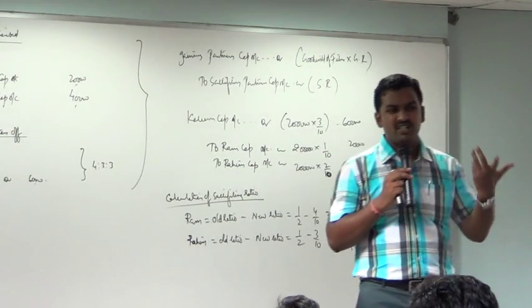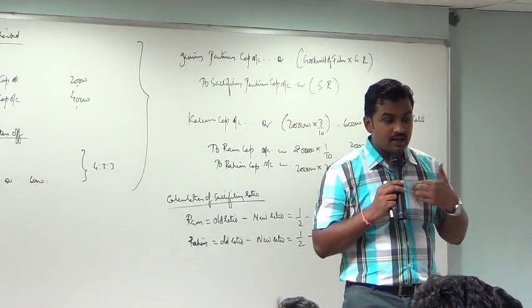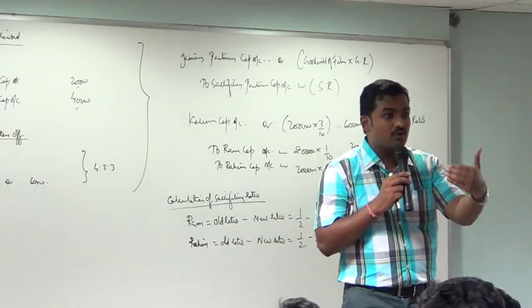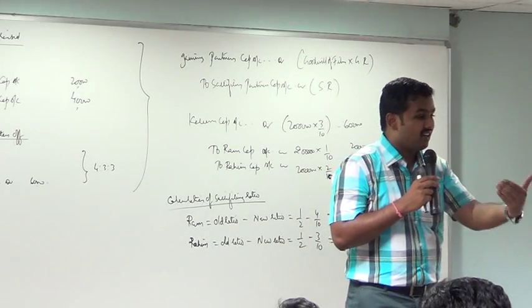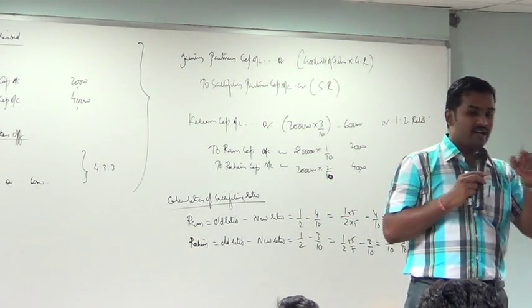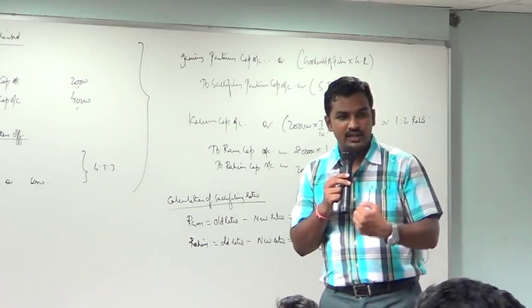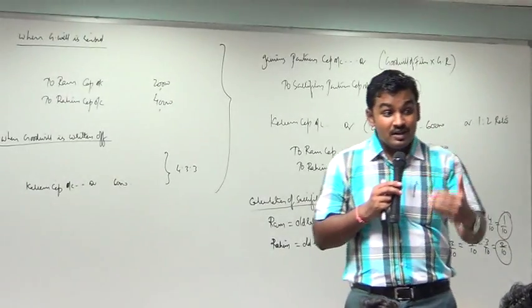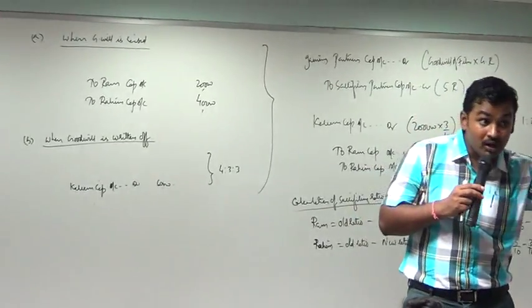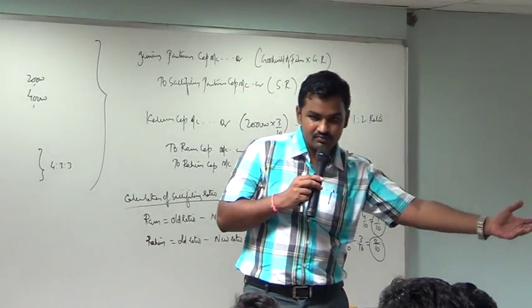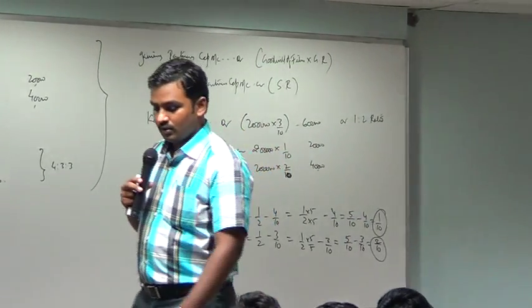Cash account debit. How much cash will come? Kareem will bring his share of goodwill in cash. What is his share of goodwill in cash? 2 lakh into 3 by 10. 60,000 Kareem is going to bring in cash. But this amount has to be given to whom now? Ram and Rahim. Write down.